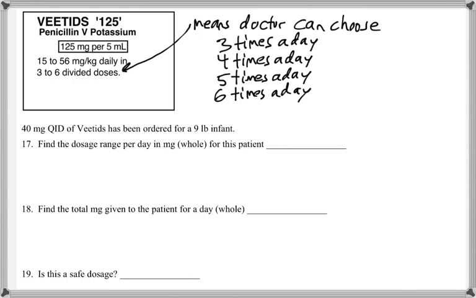So it says 40 milligrams QID of VTIDS has been ordered for a 9-pound infant. Find the dosage range per day in milligrams for this patient. So I'm going to start with the weight of 9 pounds and divide that by 2.2. 9 divided by 2.2 is going to be 4.1.